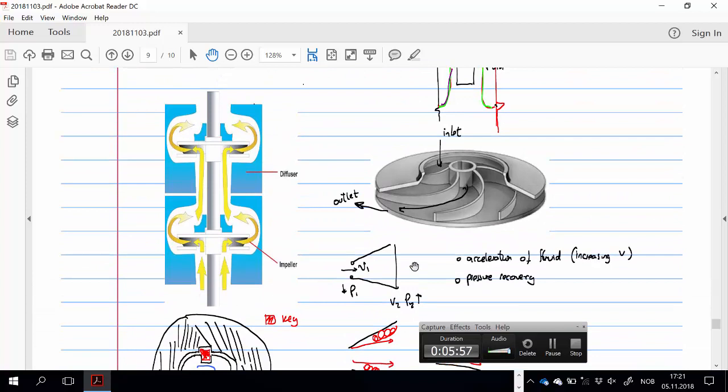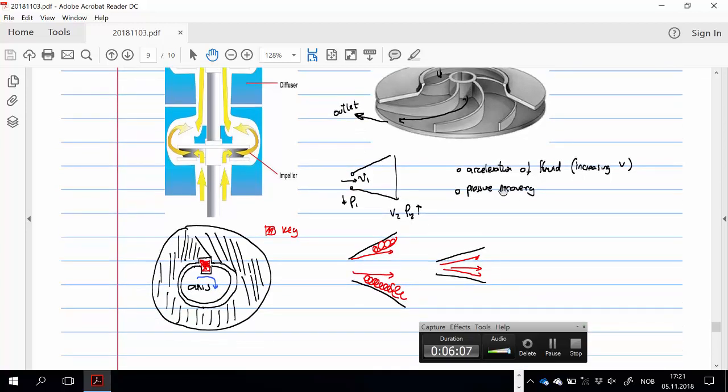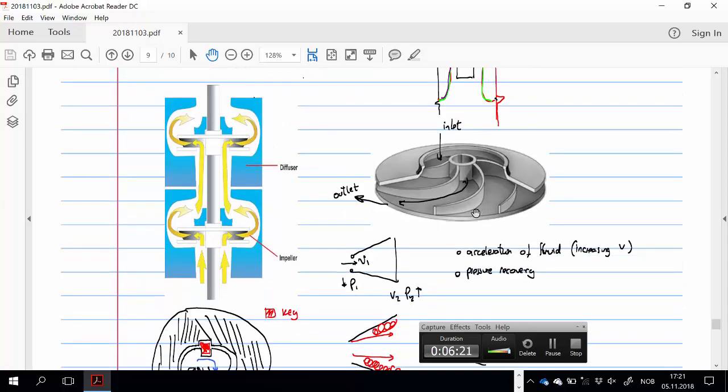I told you that the pump transfers energy basically by giving kinetic energy to the fluid. But I told you it cannot always give kinetic energy, because if it does, you increase velocity, and then the friction losses are very high. They will be extremely high. So the way it is done is the fluid is accelerated, and at the same time you have some diffusion.